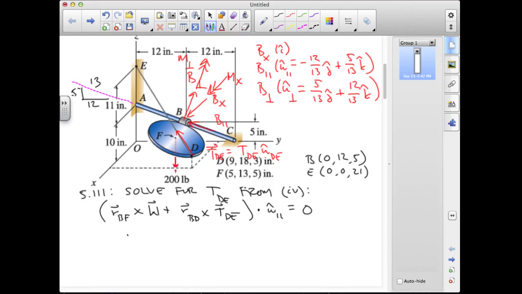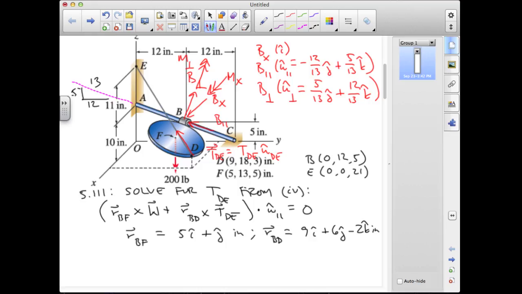I could write RBF as RF minus RB, and that would be 5I plus J inches. And I could write RBD as RD minus RB, and that's 9I plus 6J minus 2K inches.